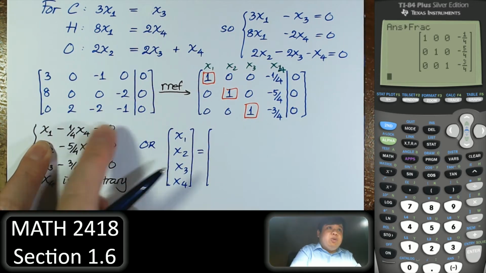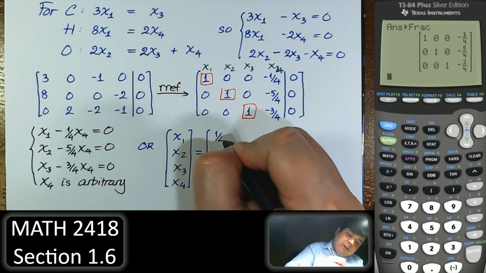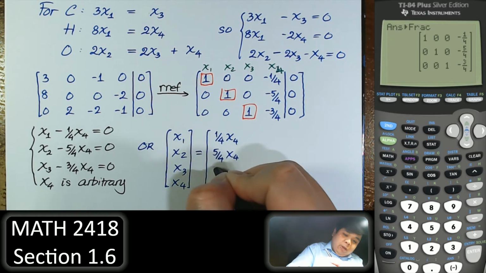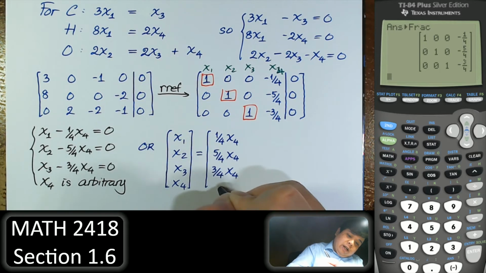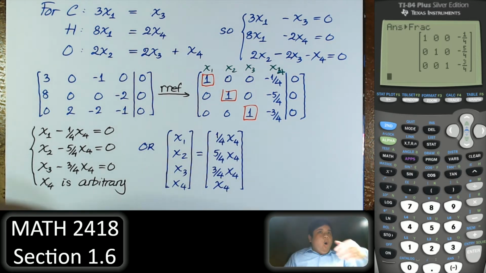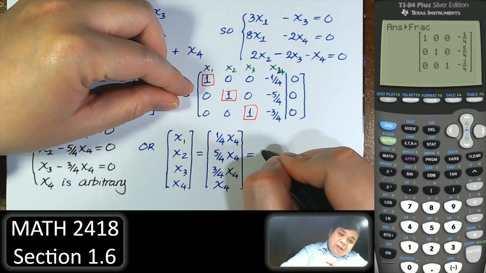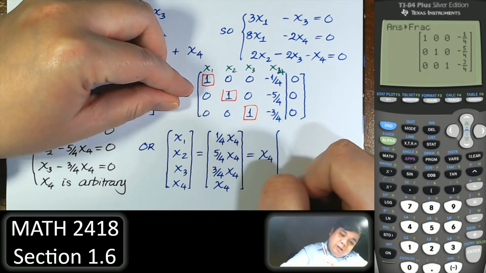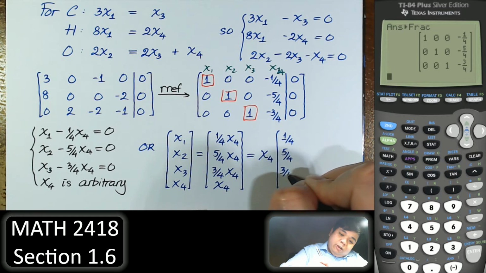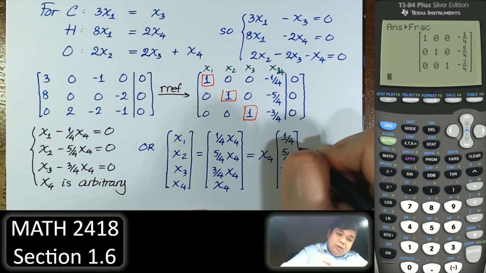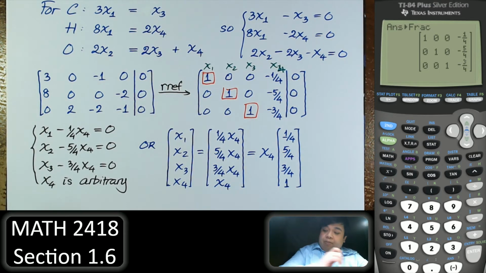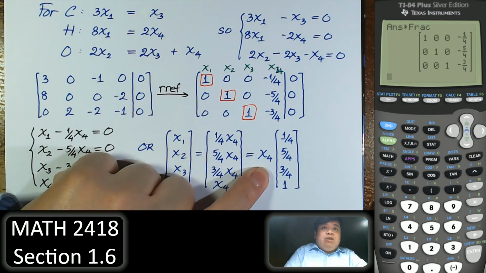To solve for x1, I just move this to the other side. So we have 1/4 x4, 5/4 x4, 3/4 x4, and x4 arbitrarily chosen, so just x4. All of them have x4, so we factor out x4: 1/4, 5/4, 3/4, and 1. Of course, when those numbers are put in here, we balance the equation. But of course, x4 is arbitrarily chosen, right?